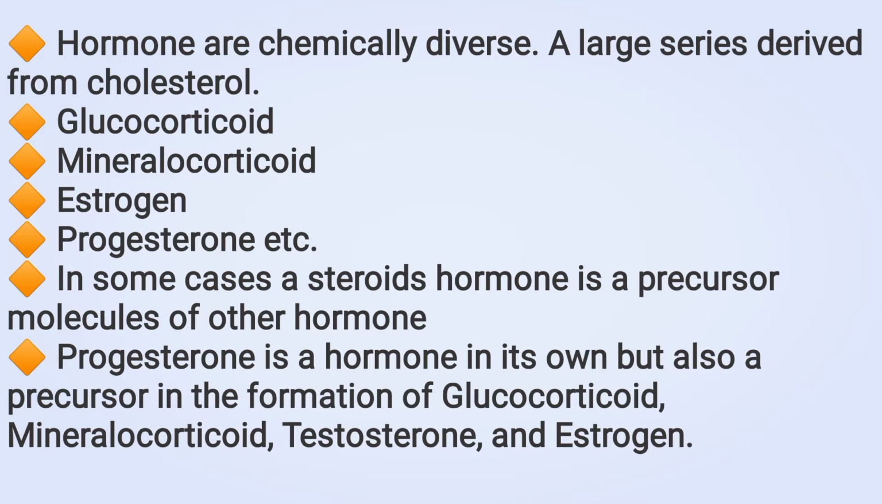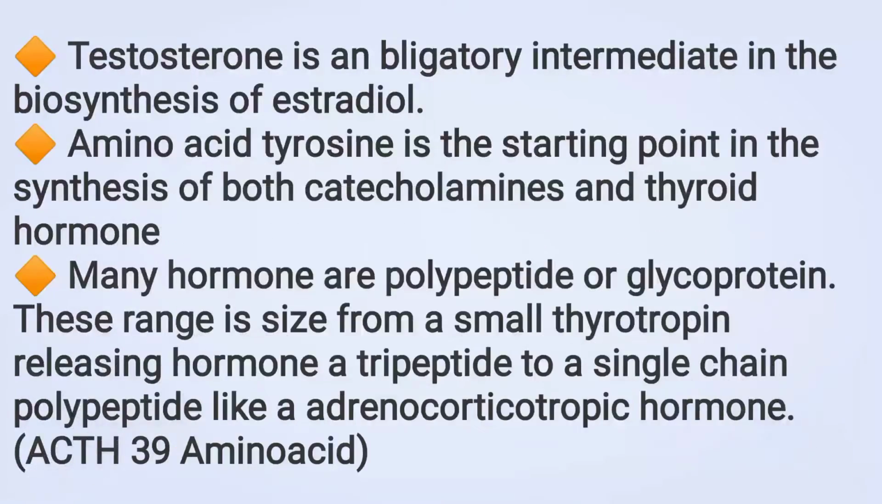The amino acid tyrosine is the starting point in the synthesis of both catecholamines and thyroid hormones. Many hormones are polypeptides or glycoproteins. They range in size from a small tripeptide like thyrotropin releasing hormone to a single chain polypeptide like adrenocorticotropic hormone. This is a small explanation of hormones.